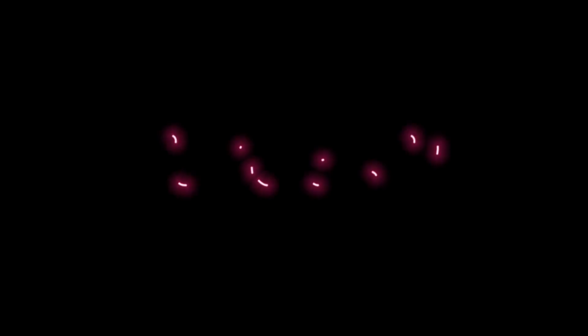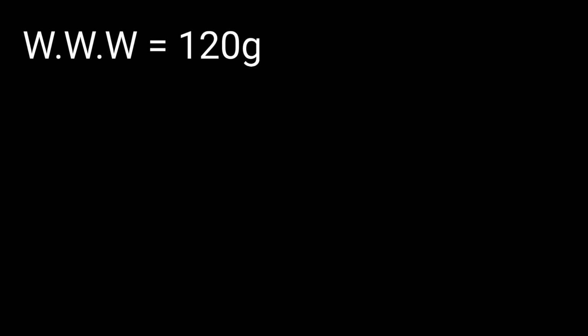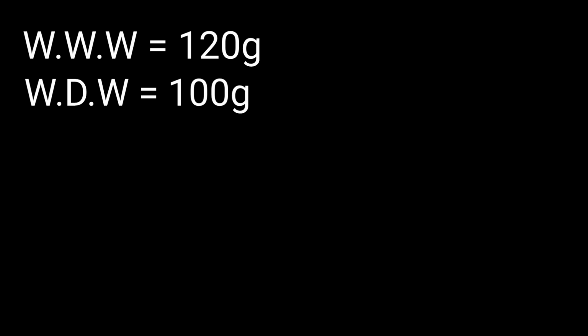Now we're going to take some examples of how to actually find out the moisture content in wood with a simple calculation. 1. A sample of wood weighs 120 grams before seasoning and 100 grams after seasoning. Calculate the percentage of moisture content in the wood. Now let's see the solution. First, we're going to list out the items present in the question. The weight of the wet wood is 120 grams. The weight of the dry wood is 100 grams.